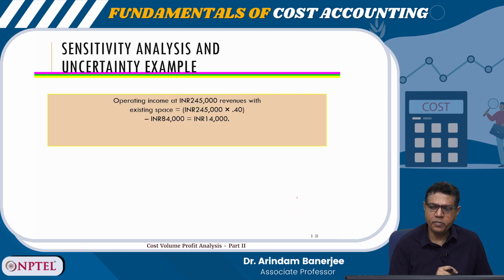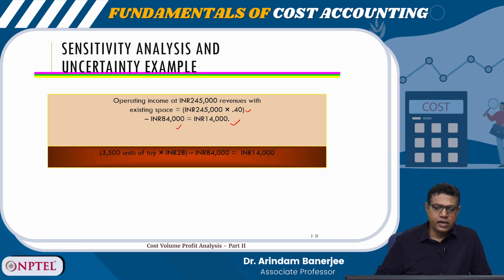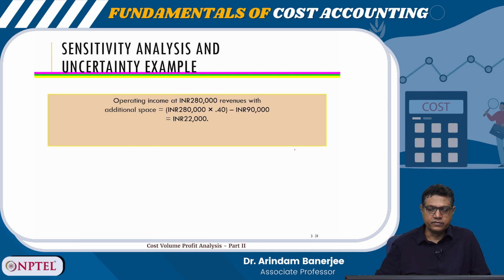Now, operating income at 3,500 units with existing space is what? 3,500 into contribution margin minus 84,000, that is 14,000. I can calculate the older one, it is rupees 14,000.